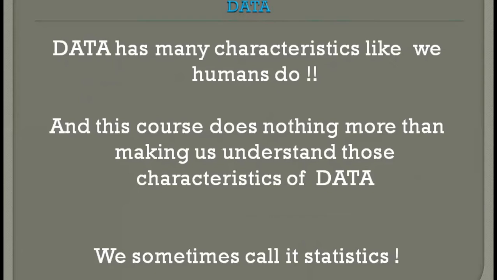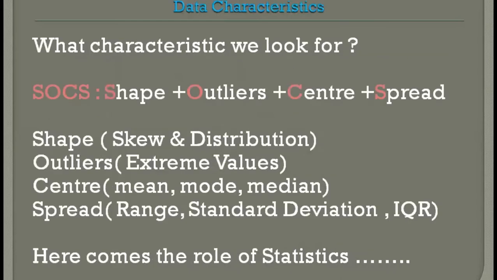And to understand the characteristics of data, we sometimes call it statistics. So what are the different data characteristics? Let's go straight into the data. What characteristics do we look for in data? We have an acronym, SOCS. This acronym stands for shape, outliers, center, and spread. So whenever you look at data, you are looking at the shape of the data, the outliers present in the data, the center of the data, and the spread of the data.